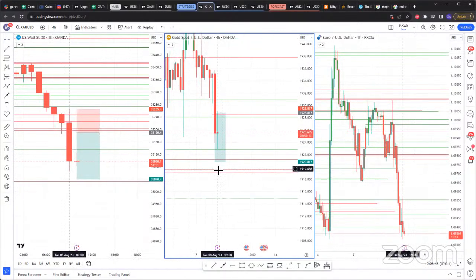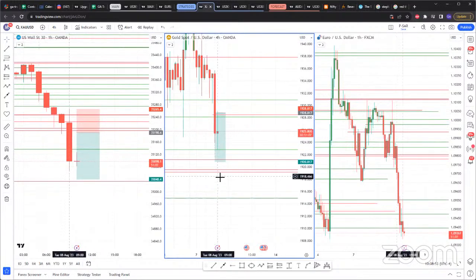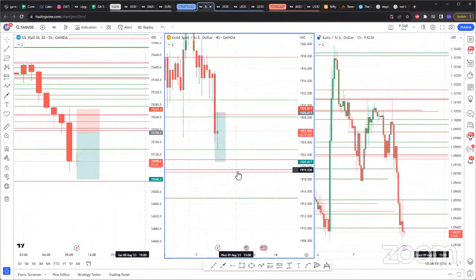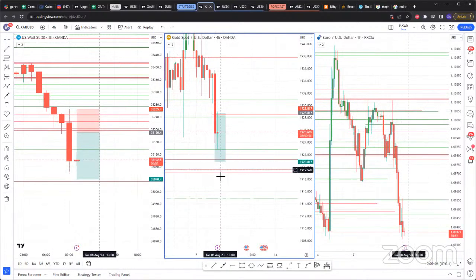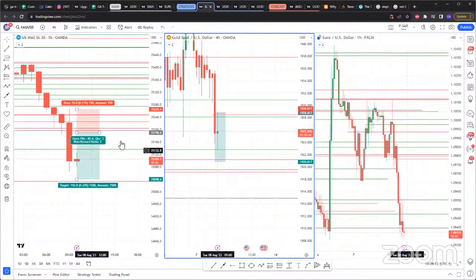So if in the next 8 hours, because it would need this 4-hour candle to close below and the next 4-hour candle to close below. But that just tells me that I need to watch what gold is doing at around 5 p.m. So if we do get two 4-hour candles closing below 1920, I will be selling gold on the 4-hour time frame.